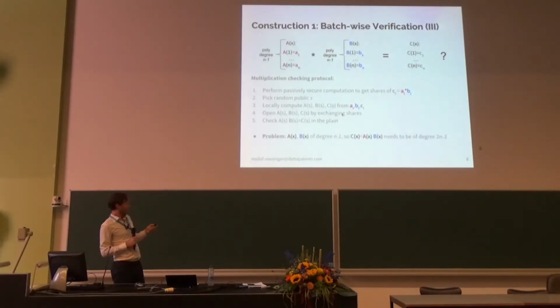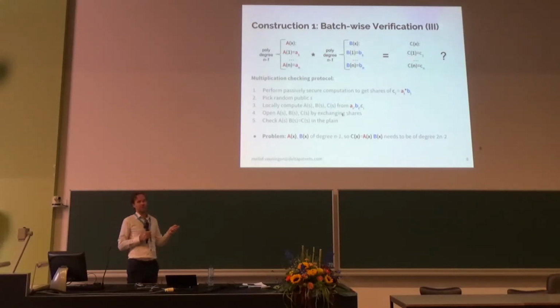There's just one problem that I didn't talk about before. So that's the polynomials A of X, B of X, and C of X. Let's look at that a bit more in detail. So we define the polynomial A of X by interpolation as the polynomial of degree n-1 that's equal to each of the values that we used in the multiplication. The same for B of X.